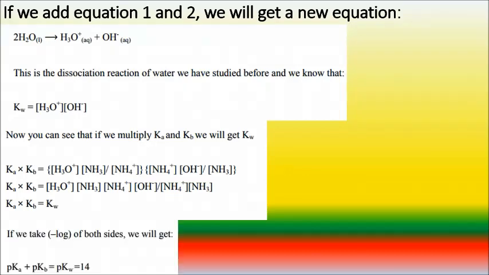Kw. So if we take the minus log of both sides, we'll get pKa plus pKb is equal to pKw. That is, the value for pKw is 14. Why? Because it is what?